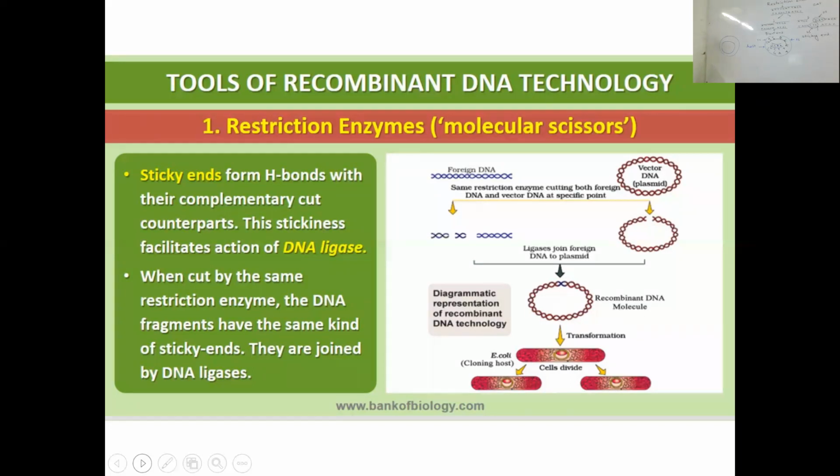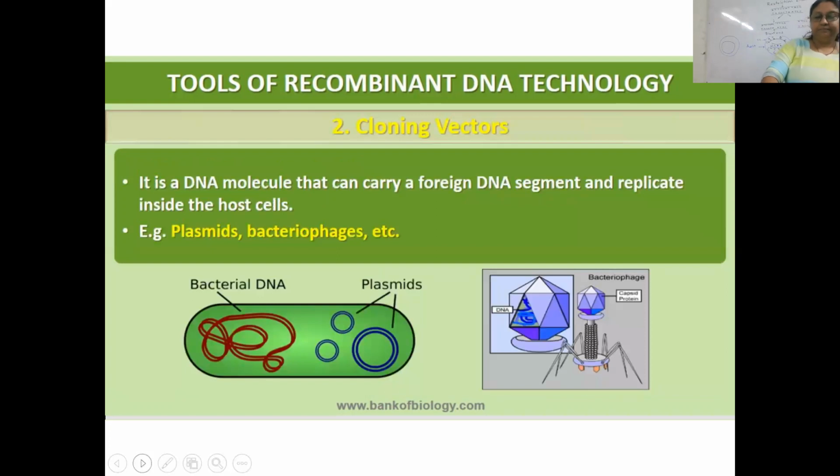Is any doubt till now? No, ma'am. Great. So that is all about restriction endonuclease or molecular scissors. Now we will talk about the vectors. Okay. Because after isolation of DNA and then cutting of DNA, the next point that is very important is the vectors.